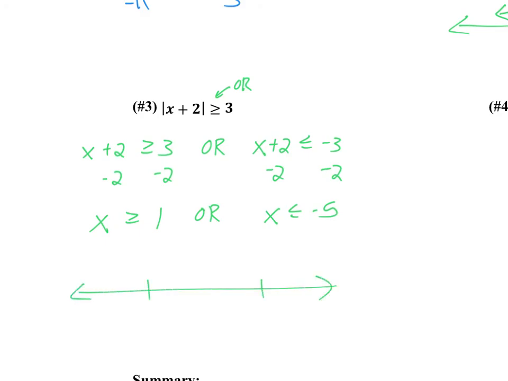So we put the two numbers on here, negative 5 and positive 1. So this is positive 1. So if x is greater than or equal to 1, it's filled in, and it points to the right. If x is less than or equal to negative 5, it's filled in at negative 5, and less than means it goes to the left. So that's what your graph would look like.